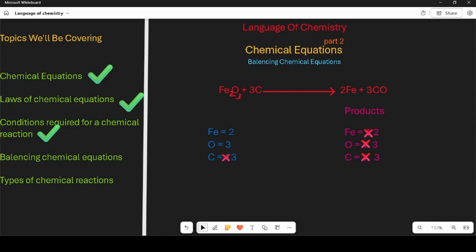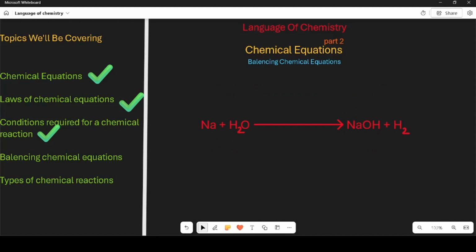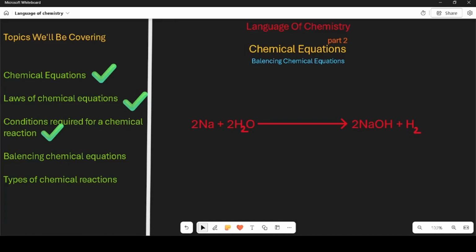Now I'll give you a question and now you try to solve it. I want you to solve this equation. If you have solved it, please put the answer in the comment section below. This is the answer to the question I just gave you.